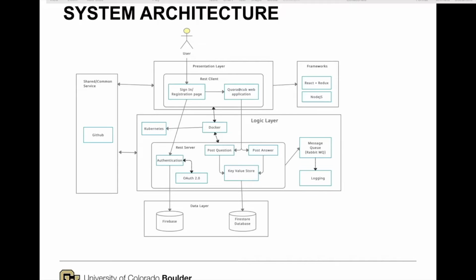REST API is used for posting questions and answers on the portal. These questions and answers are stored as key-value pairs in the Firestore database. We are using RabbitMQ for testing and debugging. Logs are stored here, which can be analyzed. The application is created as a Docker image and we are using Kubernetes for deployment. Now my partner Gaurav will show the working model.